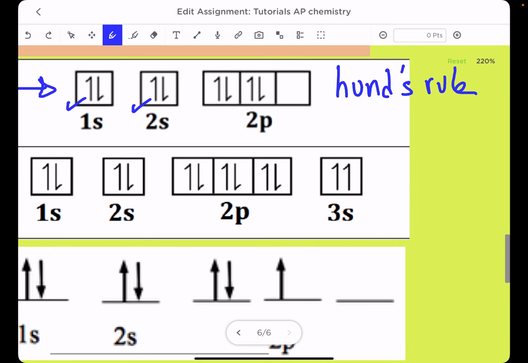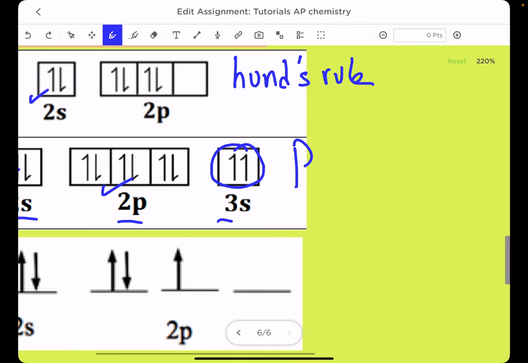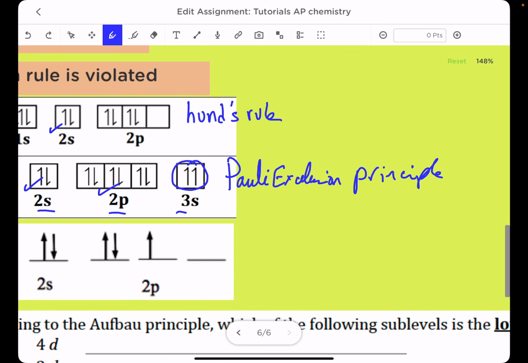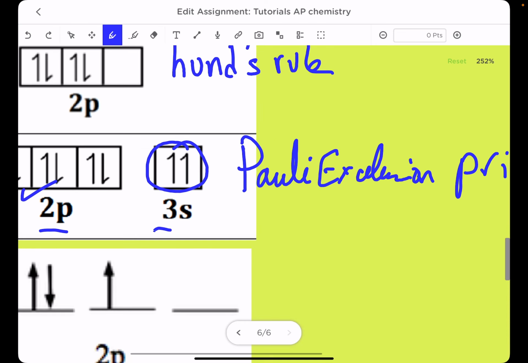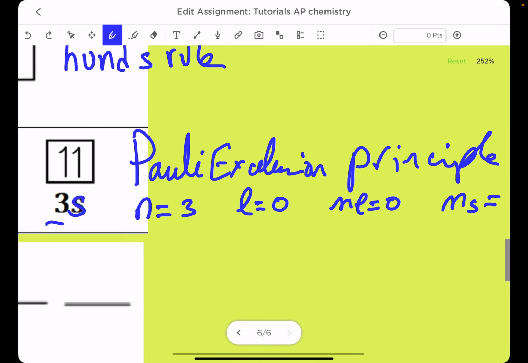The second given example. There's nothing wrong with this or this or this. Also, the order is correct. But if we look at the 3s, we are violating the Pauli exclusion principle. And how is that? We said that there are no 2 electrons having the same 4 quantum numbers. And those 2 electrons over here, they have the same quantum numbers. For both of them, n is 3. For both of them, l is 0 because it's s. For both of them, ml is 0 because there's just one orbital. And for both of them, the spin is up.